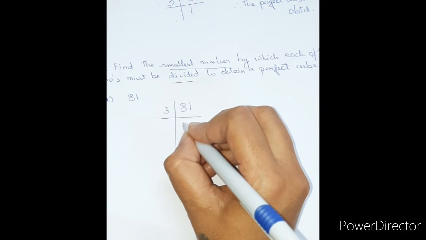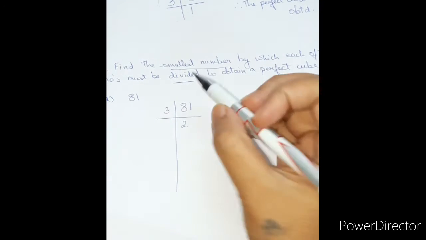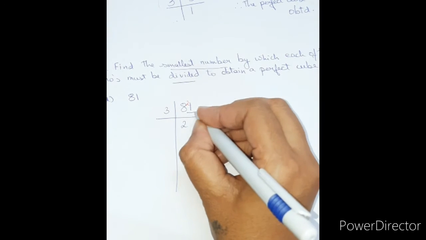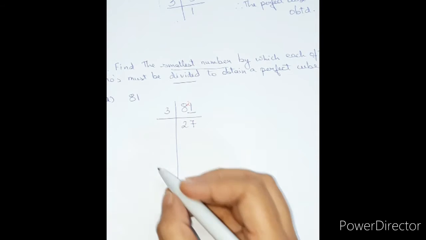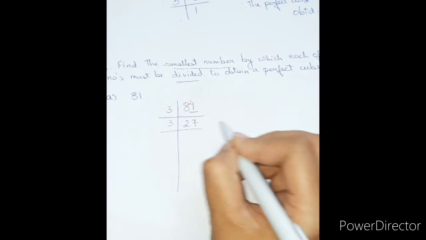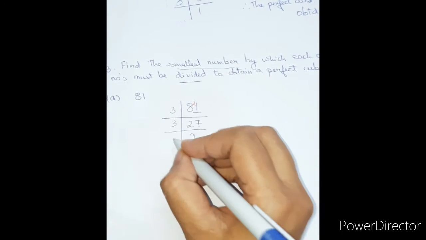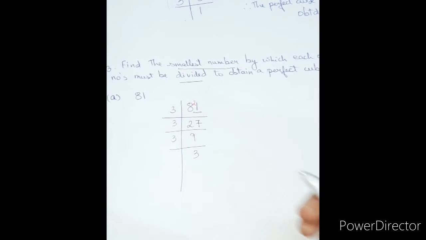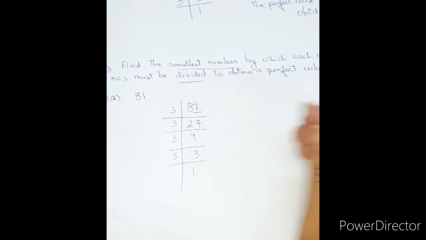3 2s are 6, 7, 8. 2 is carried over. It goes for 1. It becomes 21 here. So 3 7s give me 21. Next number is 3 we have to take, because 27 is in the table of 3. 3 9s are 27. 3 3s are 9 and 3 1s give you 3. Okay, we will write it down.